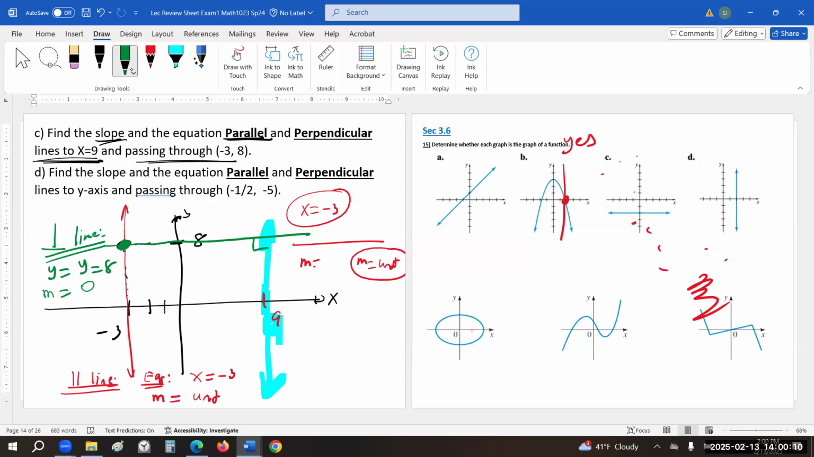So every time, no matter what, the perpendicular slope will always be 0? No. It depends on what type of line you have. Anytime you have a vertical line, whether it's parallel or perpendicular, the slope is undefined. Anytime you have a horizontal line, it doesn't matter if it's a parallel or perpendicular line, the slope is 0. In general, if the line is horizontal, the slope is 0, and the other way around, vertical will always be undefined.